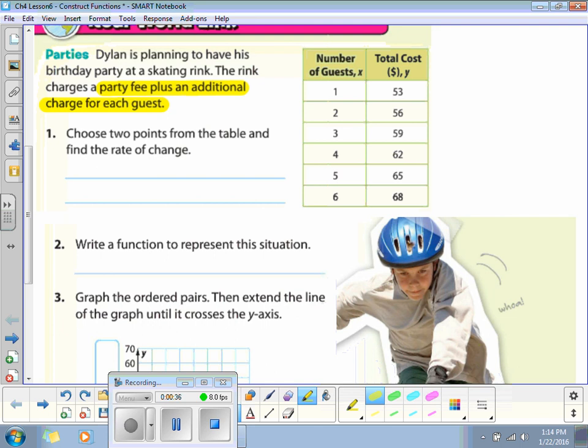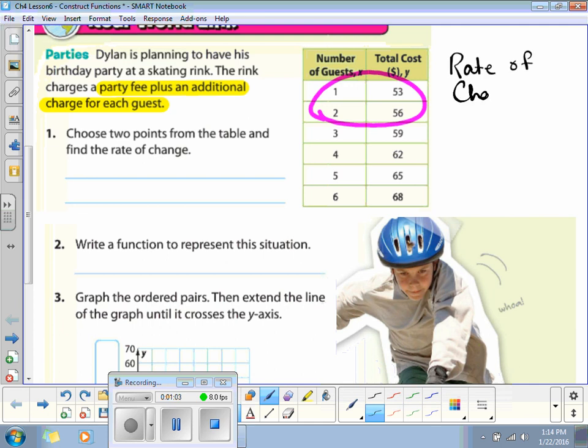It says choose 2 points from the table and find the rate of change. Now remember, does it matter which 2 points we choose? No, it does not matter. So let's just choose the first 2, the smallest of the bunch. How do I find the rate of change again? Very good. The rate of change is equal to the delta y over the delta x.